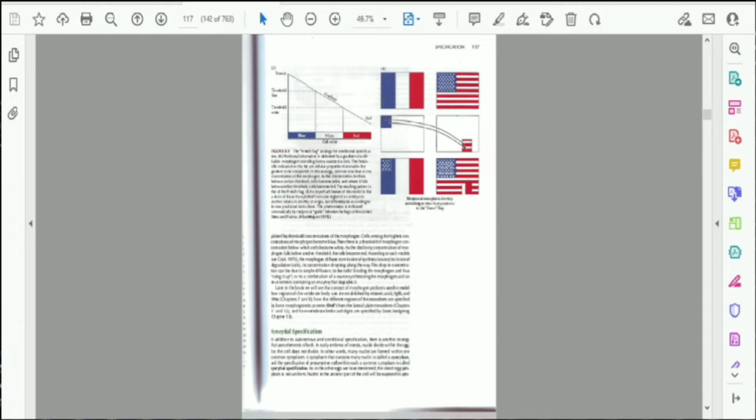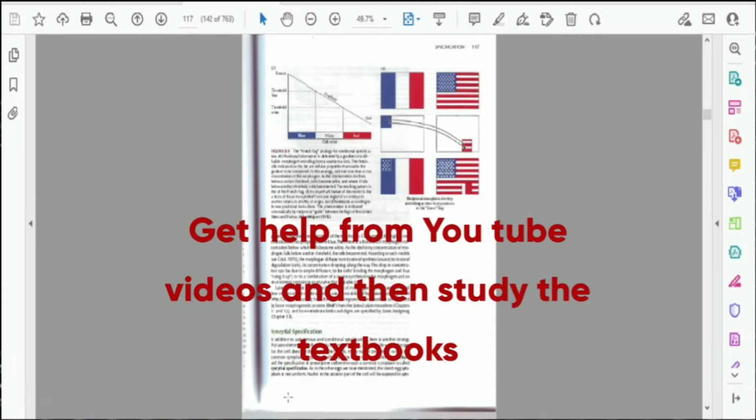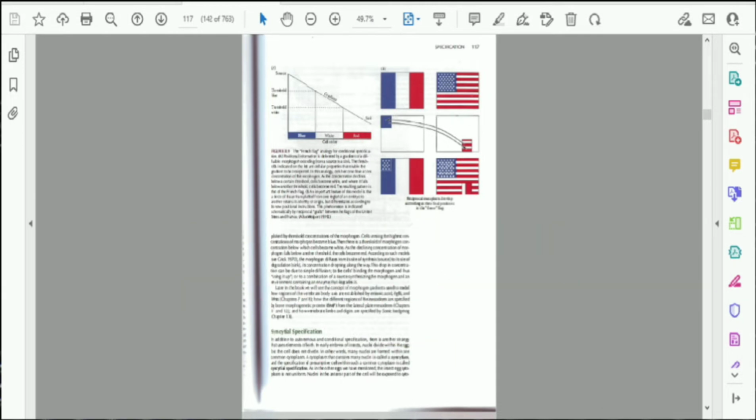This type of diagram is also being asked. Also, one tip is that if you find a few topics that are important to study, you first go to YouTube videos and refer to those particular topics. You first refer to YouTube videos, okay, and you get the essence of what is given in the YouTube video.